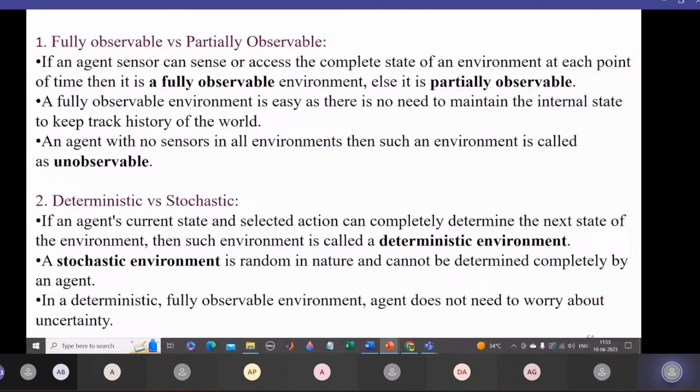And deterministic versus stochastic. So when you're able to determine the agent's current state and the selected action, then it is a deterministic environment. Stochastic means it is random in nature. You cannot determine it completely by the agent.